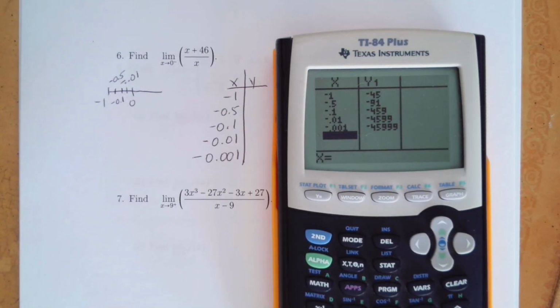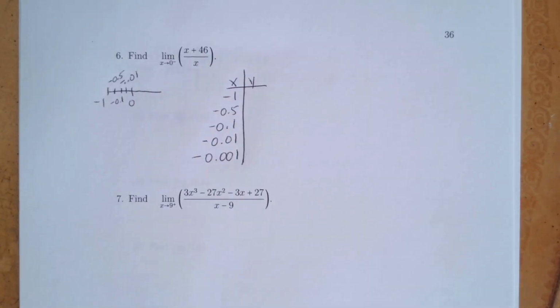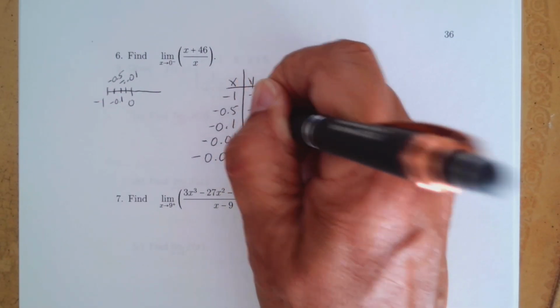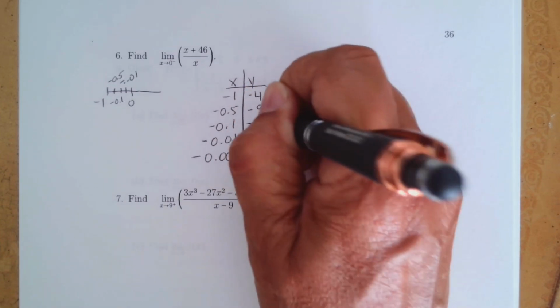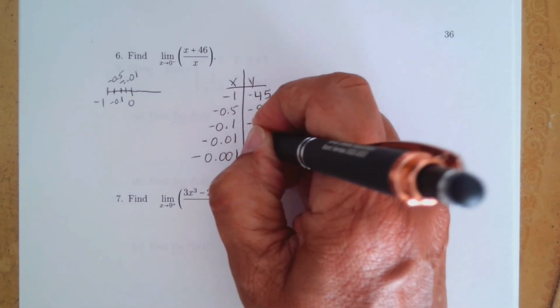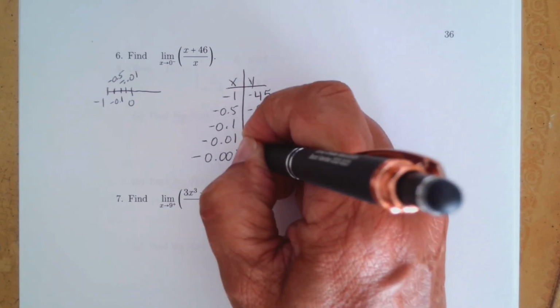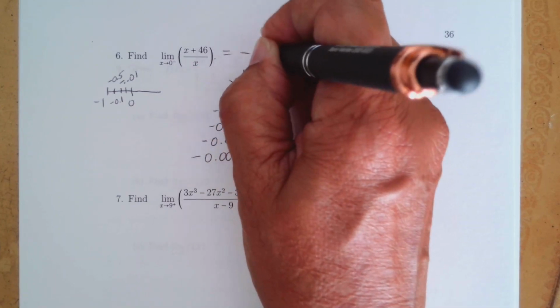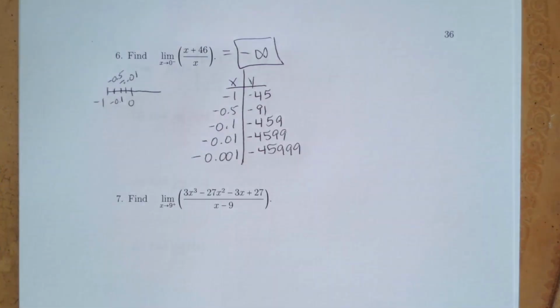All right, so again, you can see quite easily these numbers are growing, but this time they're growing in the negative direction. So the limit would be negative infinity. Okay, negative infinity. So again, you don't have to write these down, but it might be good. So when you go back and look later, you have these numbers. Don't want to have to do all that again. All right, so those are getting closer and closer to negative infinity.